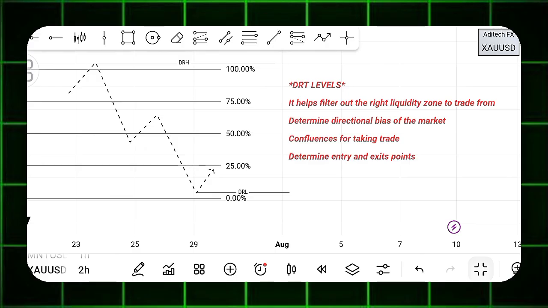And also it can help you to look for confluences while executing any trade, and it will help you to determine entry and exit points in the market. So with the combination of liquidity, kindly note the liquidity we are going to be discussing in this video is basically our external range liquidity and our internal range liquidity. External range liquidity is basically our buy side liquidity and sell side liquidity, and our internal range liquidity is basically our order blocks, fair value gaps, inversion fair value gaps, breakout blocks, mitigation blocks, and so many more, right? So let's just get started.